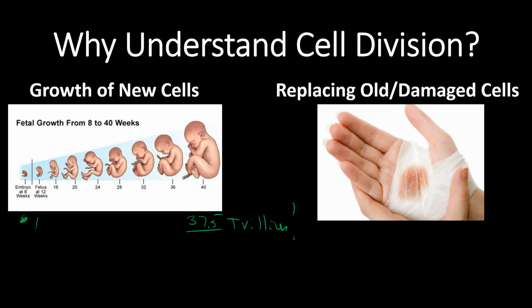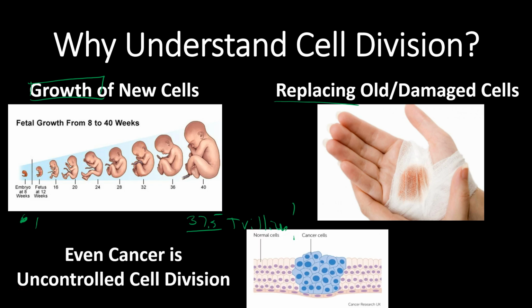So over here we have growth and development. We're going to grow more cells. Over here we're going to replace old or damaged cells. And the last reason why people study cell division is because it's actually a form of a disease. It's actually what cancer is. So cancer is uncontrolled cell division.